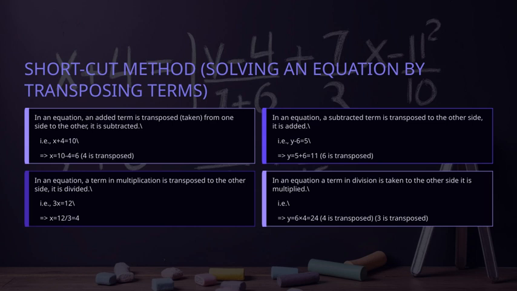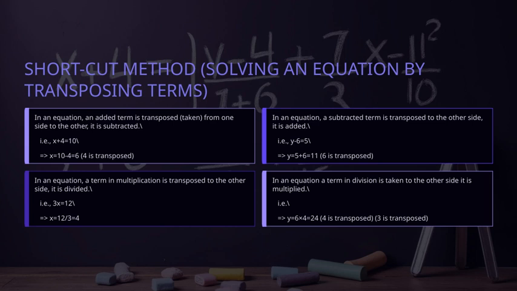On the other hand, if we have a subtracted term, like y minus 6 equals 5, we transpose it by adding 6 to both sides. So y equals 5 plus 6, which is 11. And finally, when a term is in division, such as y divided by 4 equals 6, we transpose that by multiplying both sides by 4, so y equals 6 times 4, which is 24.